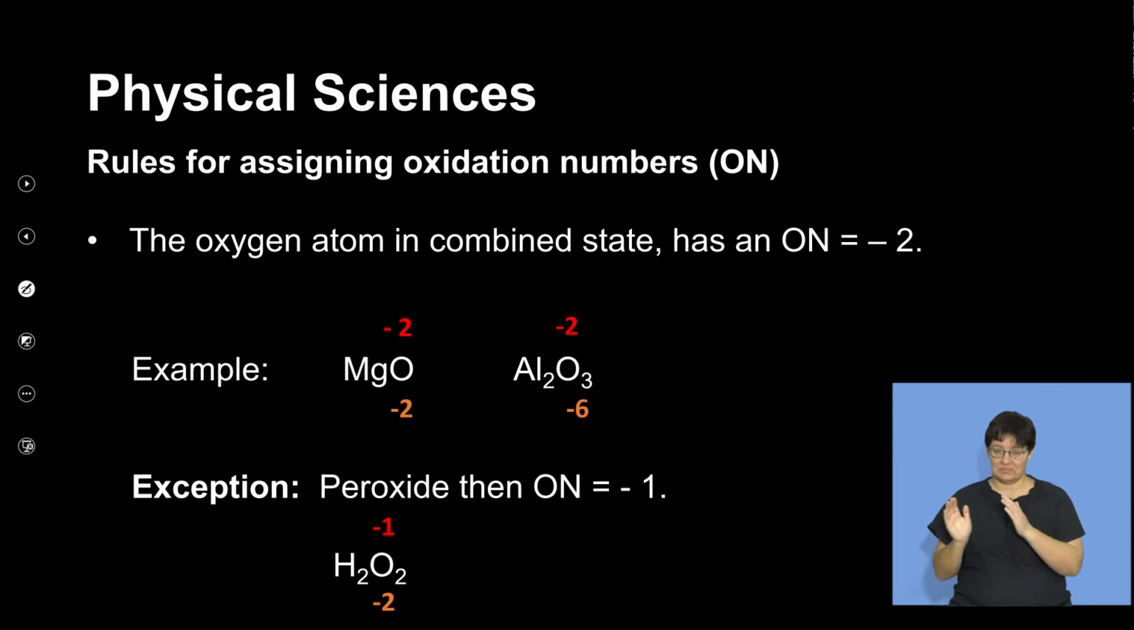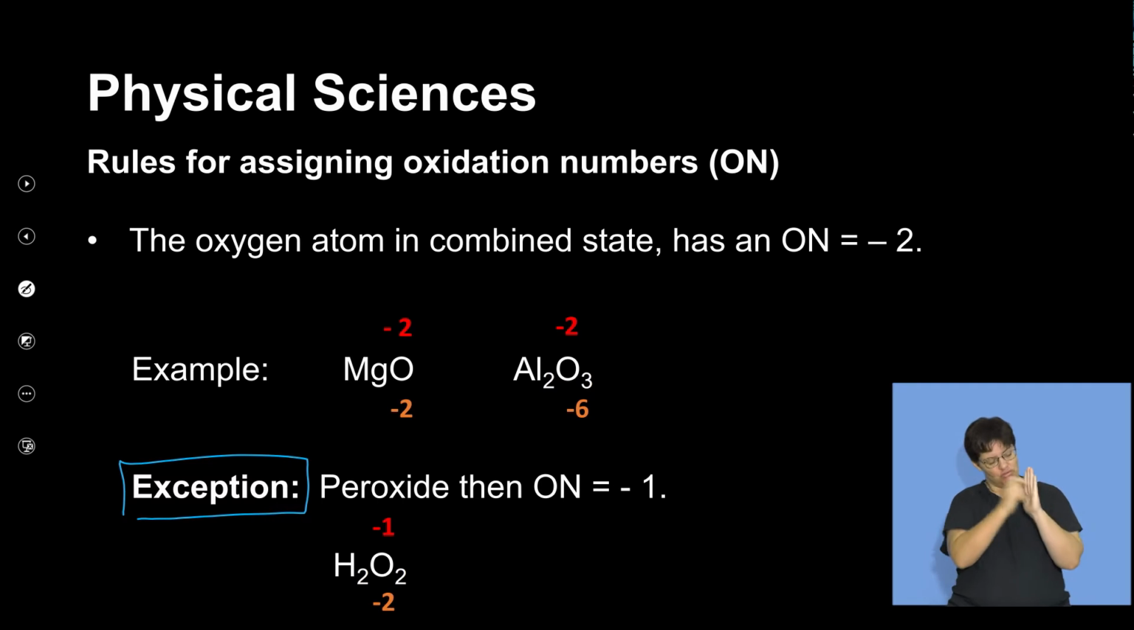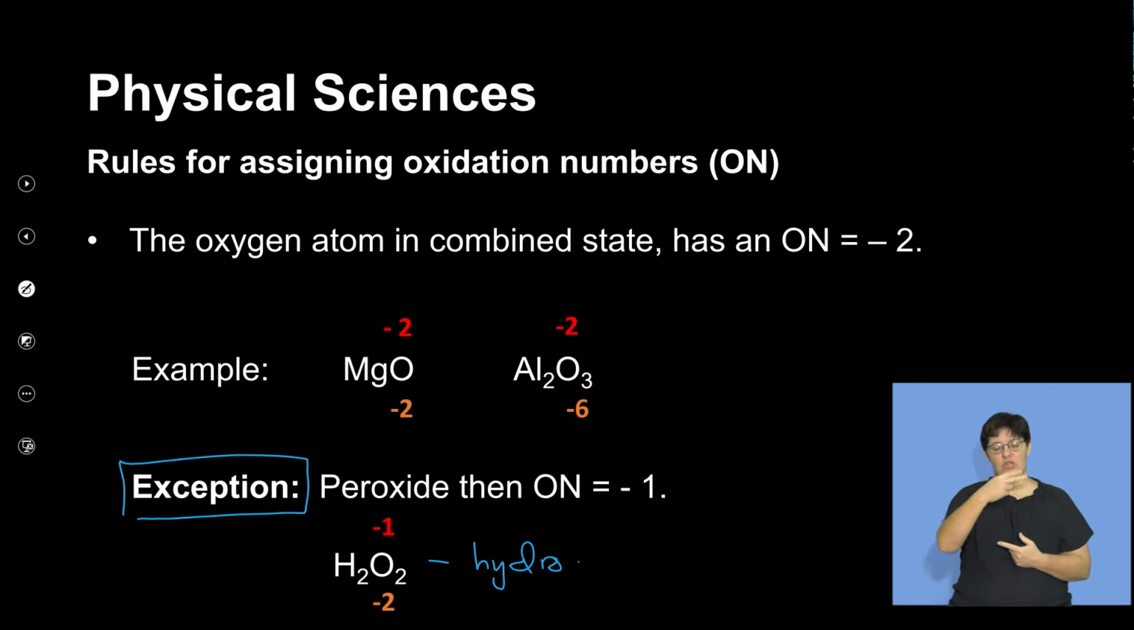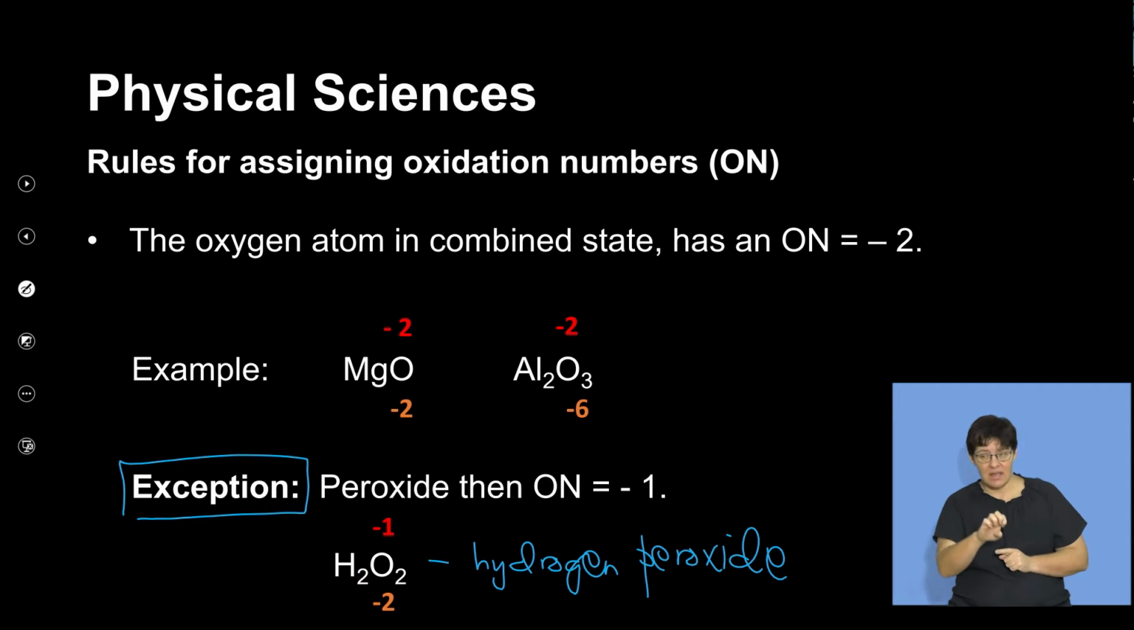Now, we can also talk about exceptions. There are a lot of exceptions in chemistry. So we are saying in combined state, it is always -2, except in a peroxide. A peroxide, for argument's sake, is hydrogen peroxide as an example, okay? So this is our hydrogen peroxide. In this peroxide, it's the only exception. The oxidation number of oxygen is -1. So this is an exception.